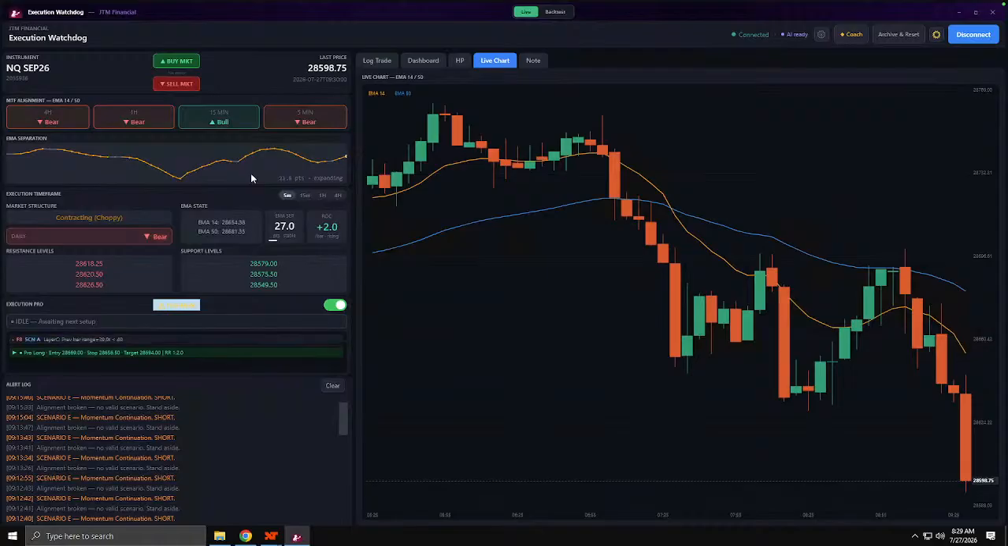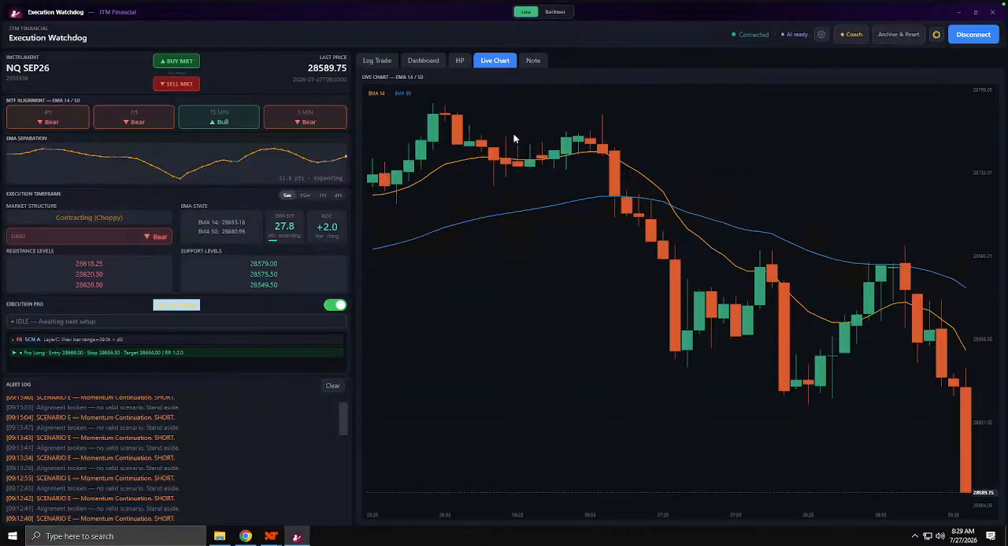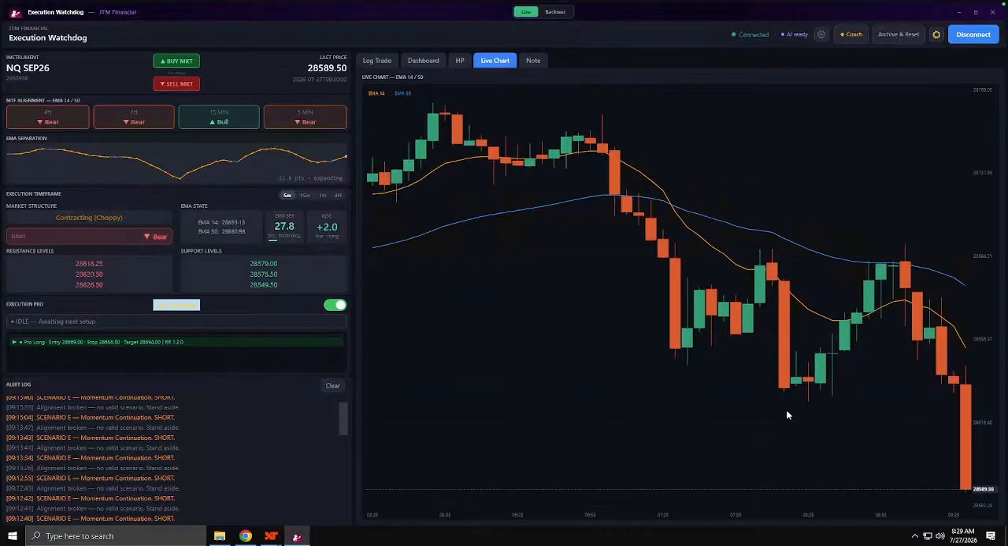So 30 seconds. What I'm looking for here is two things: a continuation, right? I want to look for a flush, and then a retracement close to the EMA, and then I can join the short, right? That's one scenario. And then the second scenario, a complete reversal will break this level, and then I'll look for long.